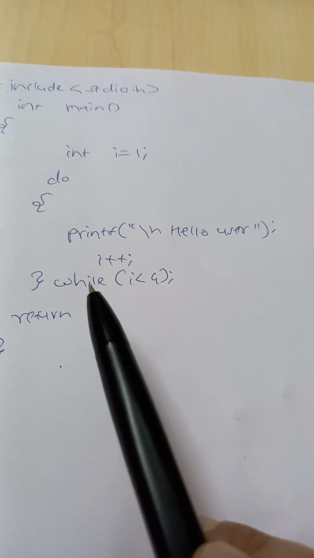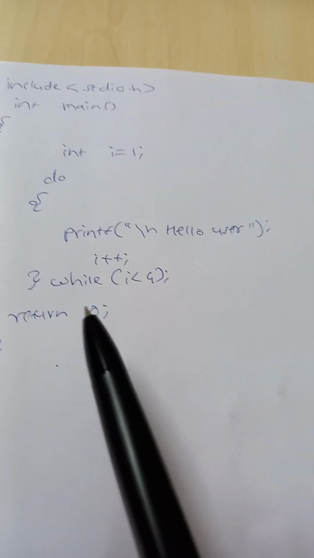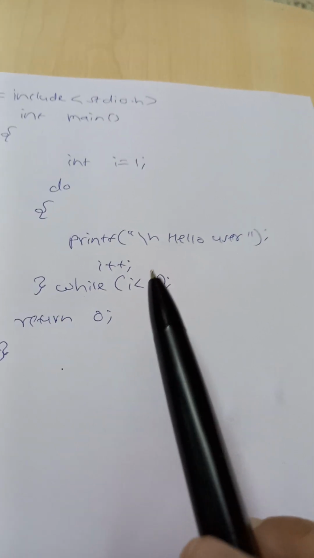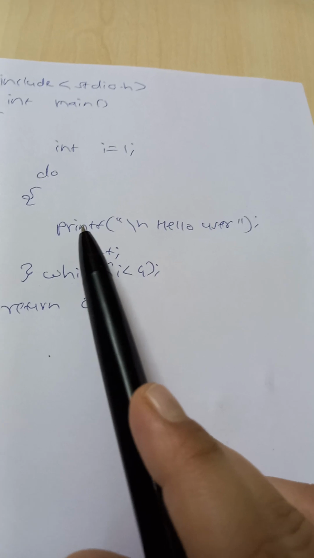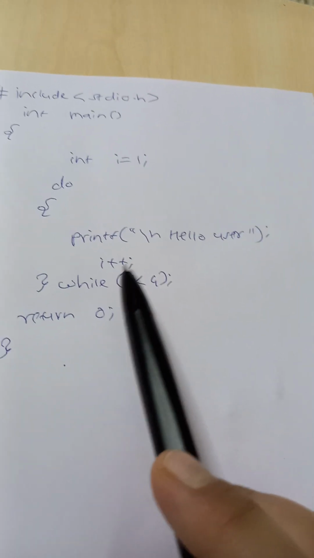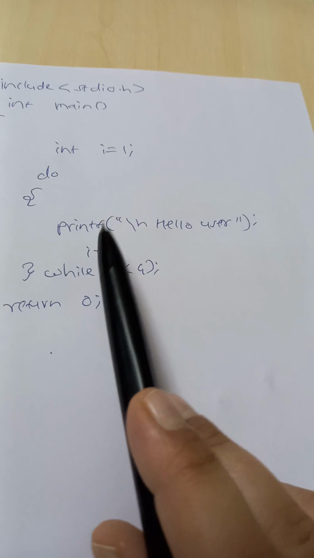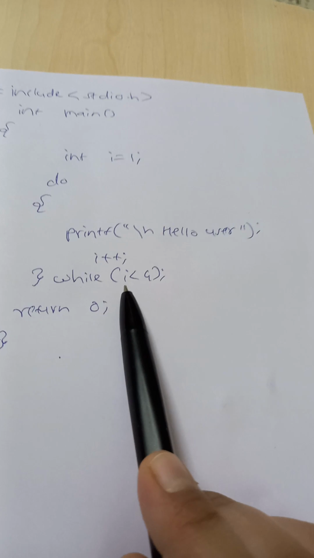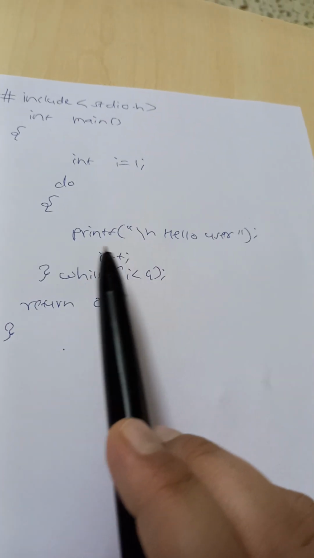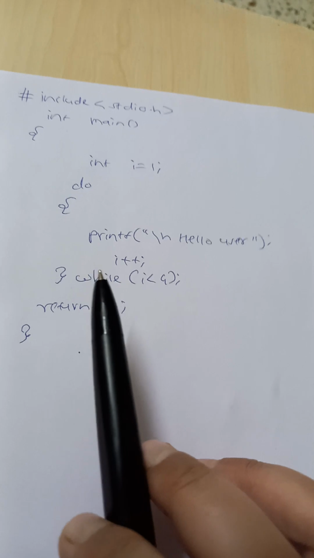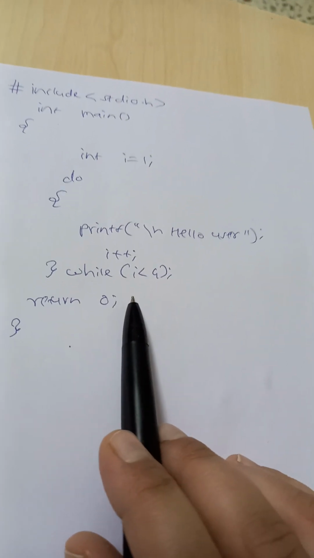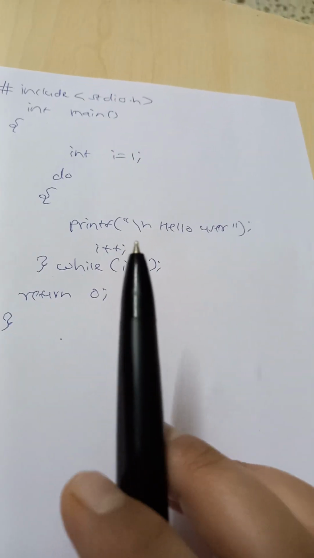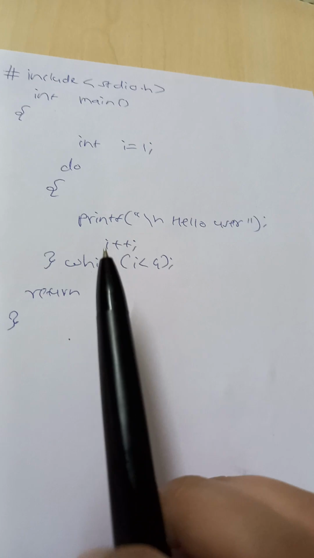We can use a while loop also, but the difference between while and do while is that in a do while loop the statements in the loop will be executed at least once. Even if the condition is false, these statements will execute first, then the condition will be checked, and if it is false, further execution will be stopped. But in a while loop, first the condition is checked. If that condition is false, the rest of the statements will not execute. So that is the minor difference between a do while loop and a while loop.